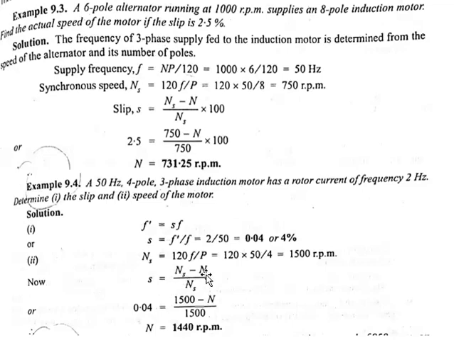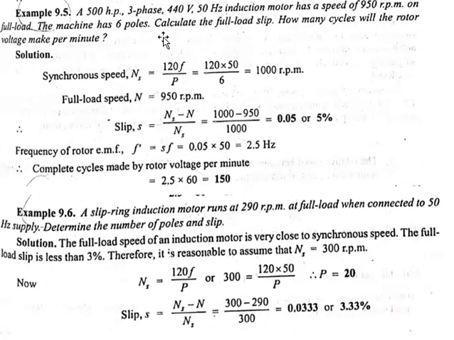S is equal to ns minus n divided by ns. S we have calculated, and synchronous speed we have calculated, only unknown is n. So 0.04 is equal to 1500 minus n divided by 1500. We get the motor speed as 1440 rpm.